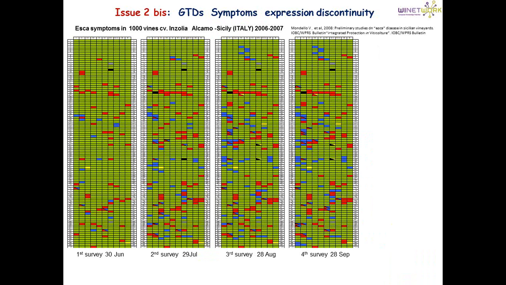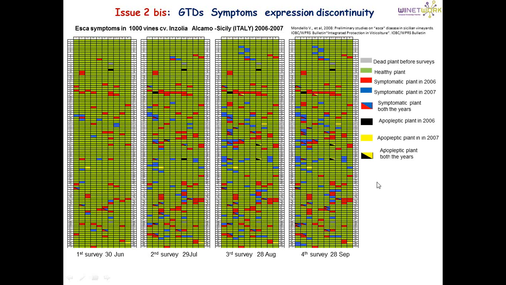So, another problem related to this complexity is also the symptom expression discontinuity. Here I reported a map referring to 1,000 vines that we surveyed for 2 years for esca symptoms in Sicily, and we surveyed these vines both for grapevine leaf stripe disease and for apoplexy. The legend beside can help you to read this map correctly.